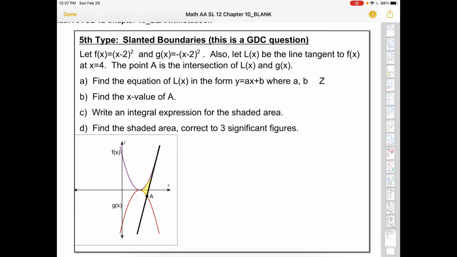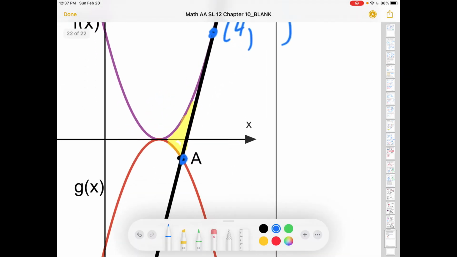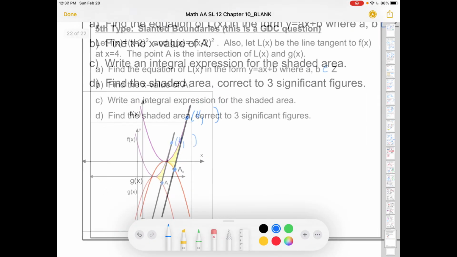One last question. This one's going to be a GDC question for sure. We want f of x and g of x to have these definitions. L of x is the line tangent to f of x at x equals 4. And this didn't print properly. A is the point of intersection between the line and g of x. So we've got a lot of stuff here. And in the end, what we're looking for is this yellow area.